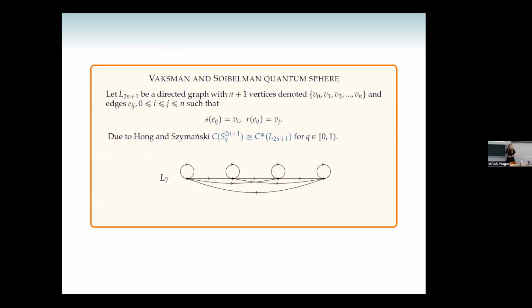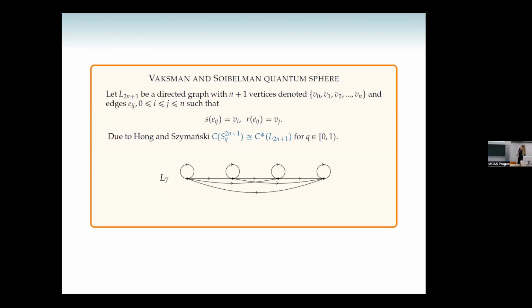Okay. So lens spaces are defined as fixed point algebras of the Vaksman-Soibelman quantum sphere. So let's first recall the description of the Vaksman-Soibelman sphere as a graph C*-algebra. Here we have n+1 vertices, and we always have an edge E_ij if j is greater than or equal to i. Just like here, where we have n equals 3, so we have four vertices, and then we only have edges going in this direction. And you always have a loop attached to each of them.